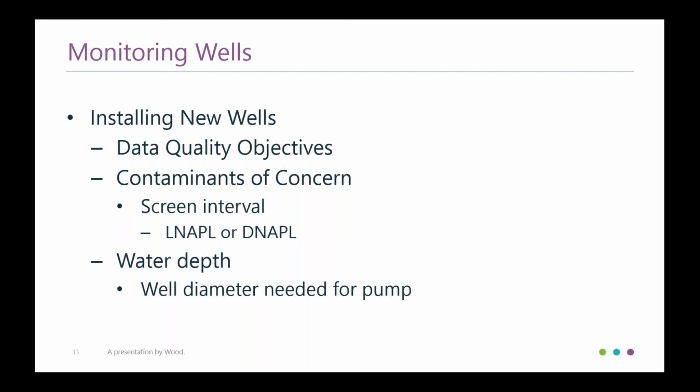And then the depth of water. You've got to make sure you put in a well that's sized for a pump that you can use. If your water is greater than 22 feet, a peristaltic pump probably isn't going to work well, and so you're going to need a 2-inch well or special pumps. There are ways to do it. It's just not the most convenient way. So if you're thinking about this beforehand, a 2-inch well for something deeper is easier.